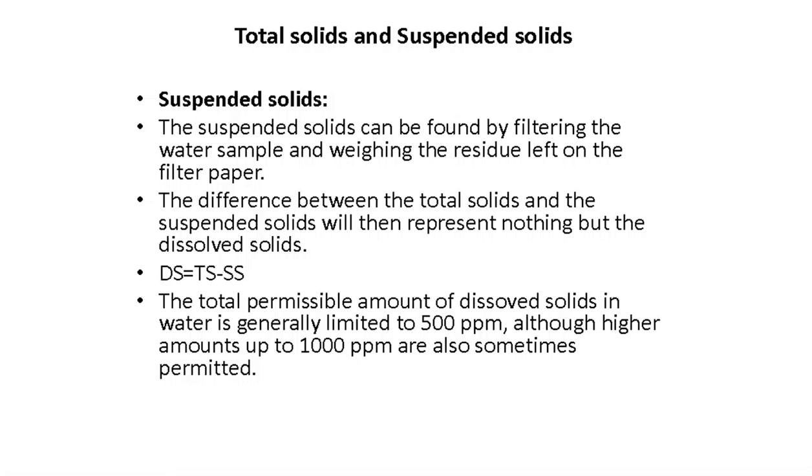Suspended solids can be found by filtering the water sample and weighing the residue left on the filter paper. The difference between the total solids and the suspended solids will then represent nothing but the dissolved solids. So dissolved solids is equal to TS minus SS. The total permissible amount of dissolved solids in water is generally limited to, although higher amounts up to 1,000 ppm are also sometimes permitted.